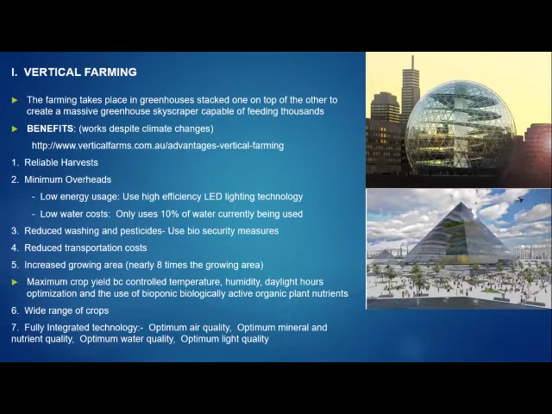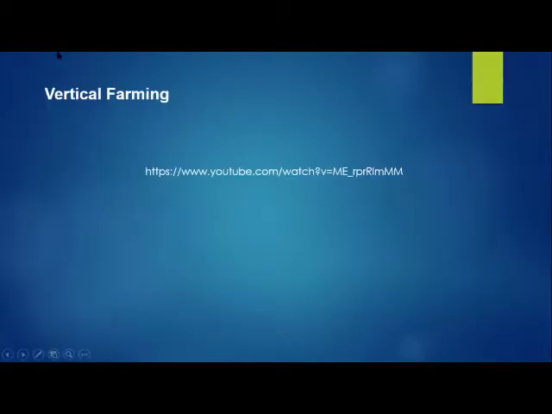So by using technology, you can also create optimal air quality for the plants to grow in, optimum minerals, nutrient qualities, water quality, and optimum light quality. So you can really just create this environment that's just perfect for growing the crops. And yeah, so that's just a little bit about vertical farming.